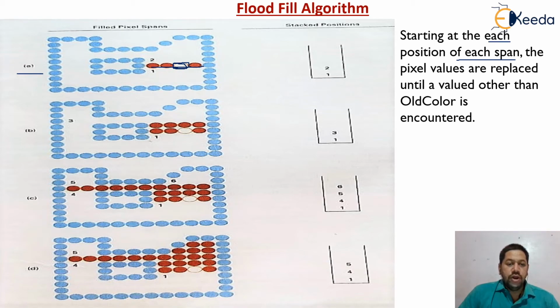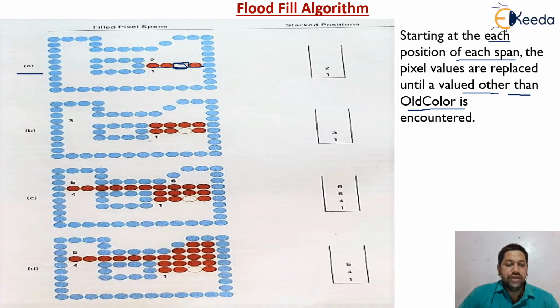I fill the complete horizontal span with color, and the horizontal pixels on the same scan line I am not going to insert into the stack. If, on any one scan line or horizontal span, I have hundreds of pixels, there is no need to insert all these 100 pixels onto the stack. Instead, I consider this my current scan line, and the pixel values are replaced until a value other than the old color is encountered.